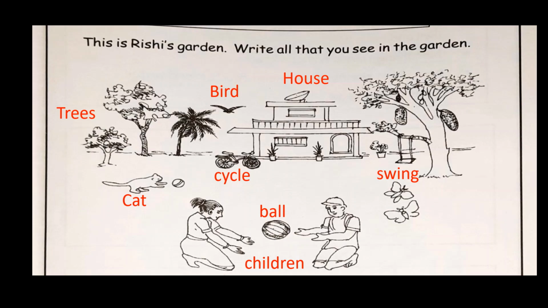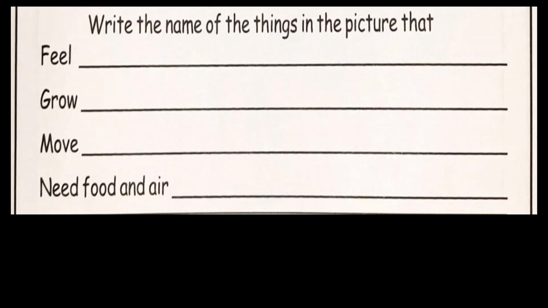Butterflies. Very good. Write the name of the things in the picture that can feel, grow, move, and need food and air. Children, now you have to observe the picture carefully and answer these questions. Now, can you observe and tell me the things that can feel? Think, children. Observe it carefully.